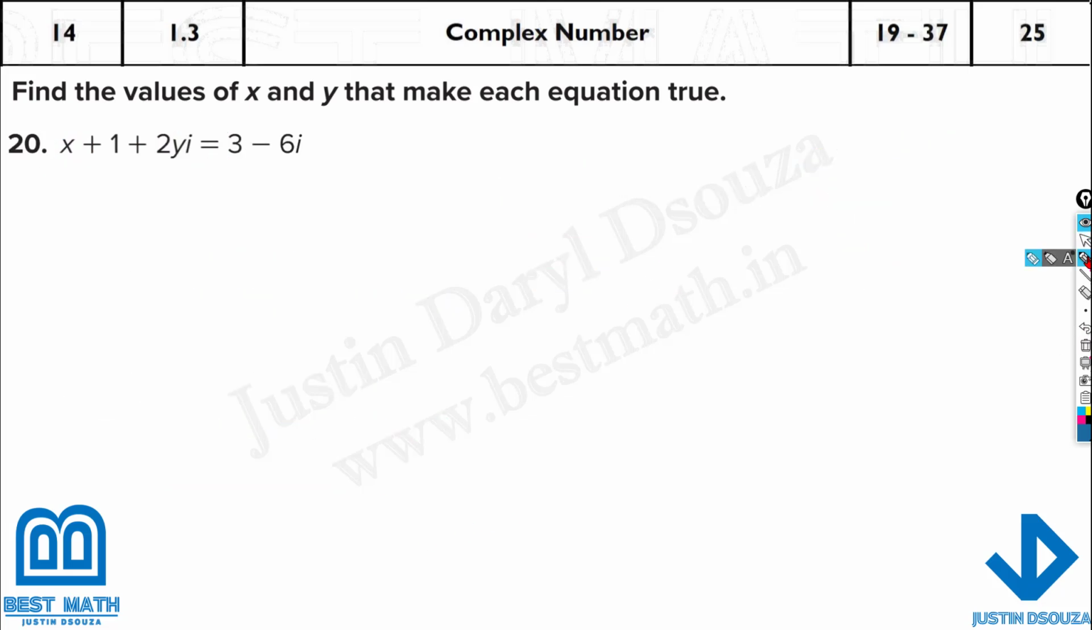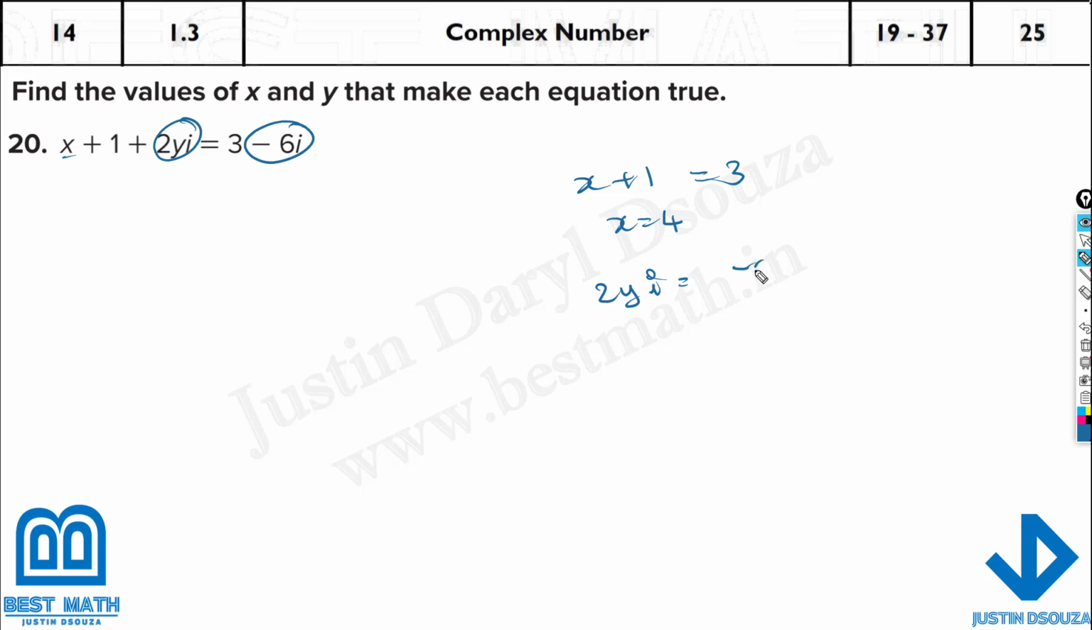What about this one? Same thing, x plus 1. See, whichever has i is only the imaginary part. Don't forget the negative sign. This is very important, all the signs as well. Whatever remaining is just the real part. Sorry. x plus 1 equals 3, so x is 4. Very straightforward. What about this?